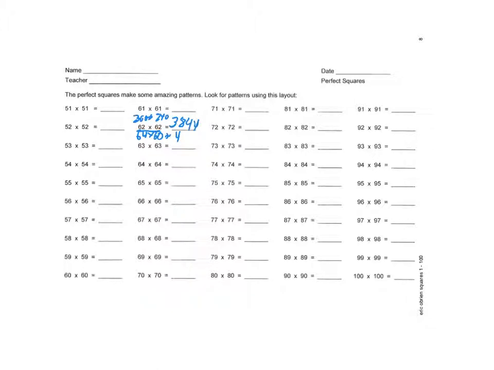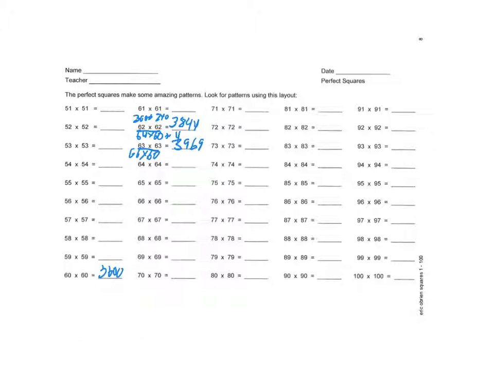Let's try for 63 times 63. So it'd be 66 times 60. Okay, so that'd be 3600 plus 360. So that should be 3960 plus 9. So it should be 3969. And then you might check, you say, well, let's see if that makes sense going up.